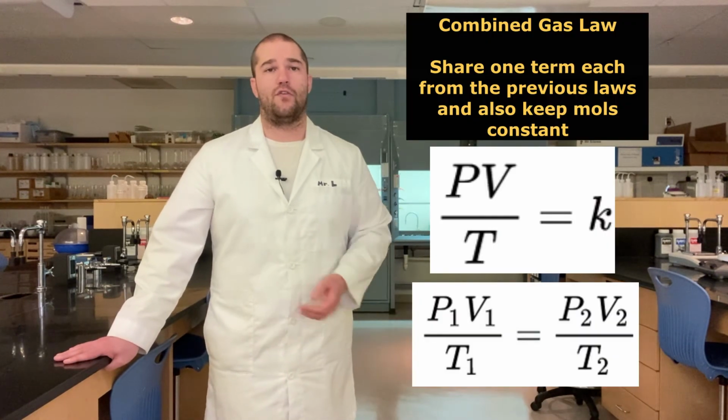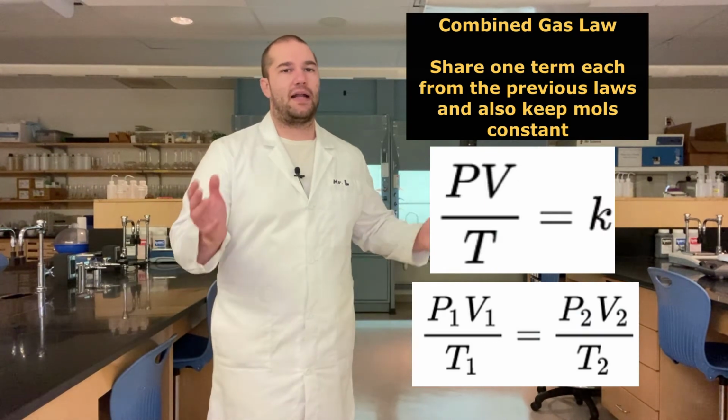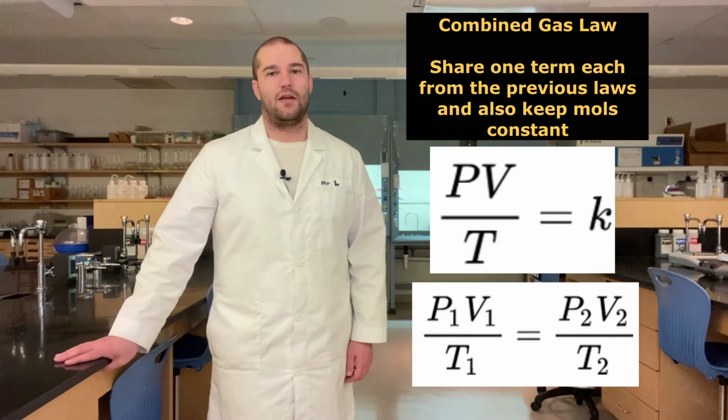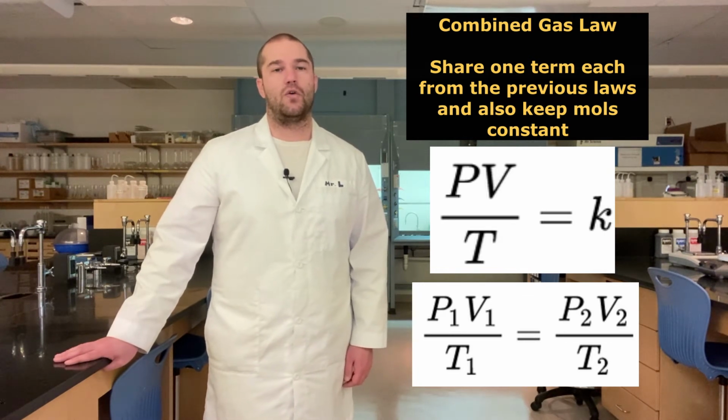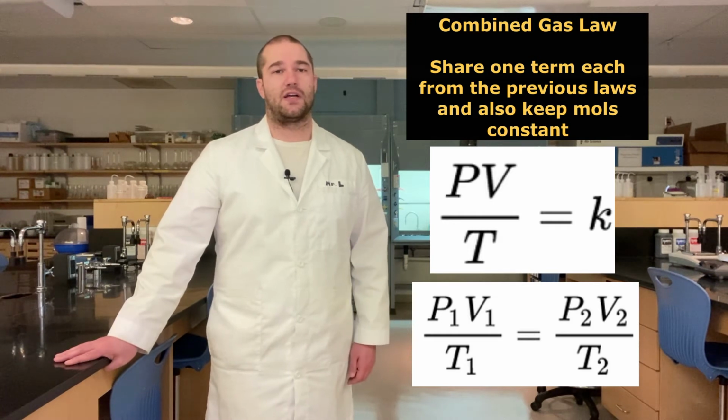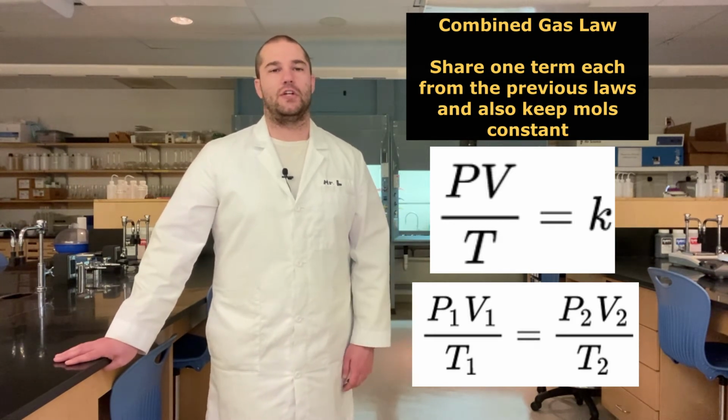So now we've got all of these different gas laws. We've got Boyle's law, Charles' law, and Gay-Lussac's law, and they all share one term with each other, either the pressure term, the temperature term, or the volume term. So we can combine all three of these different gas laws into one gas law called the combined gas law, where we've got P1 V1 over T1 equals a constant, P2 V2 over T2 equals a constant, and you can set them equal to each other.